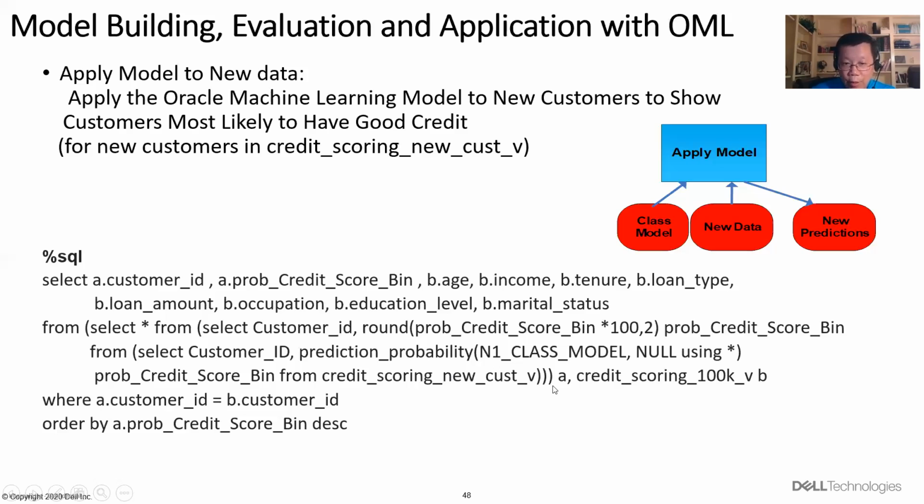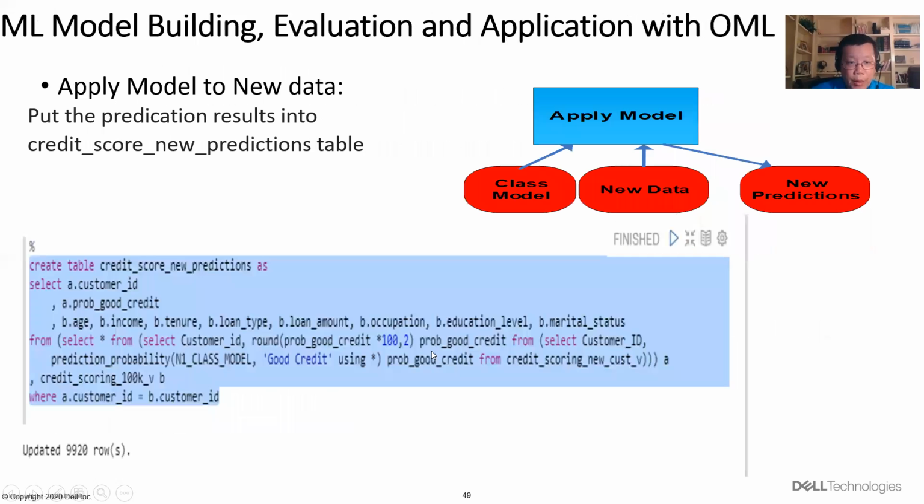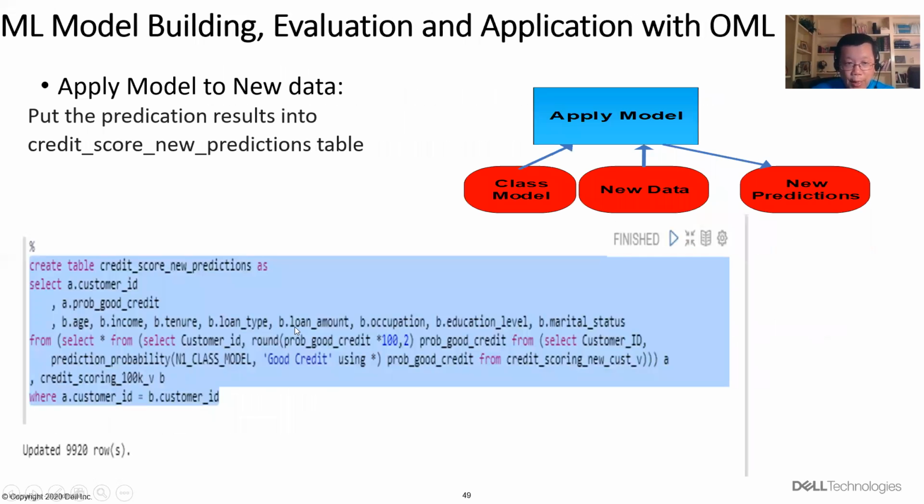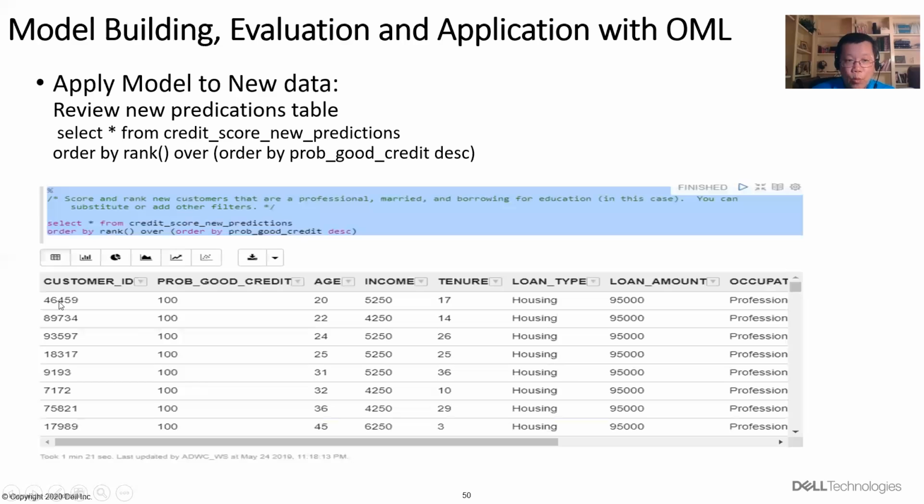So they're going to calculate the good credit. This query will come up with a probability for each customer. This is a single query, but if you want to put it in a single table, you can do that. You just create a table as selected from this big query. Then this table will have a probability column, which shows for each customer the probability of having good credit.